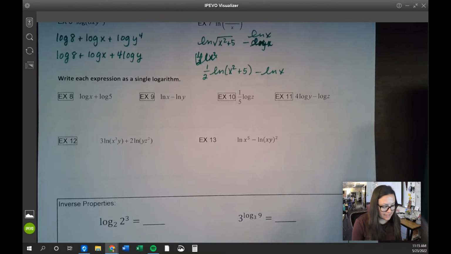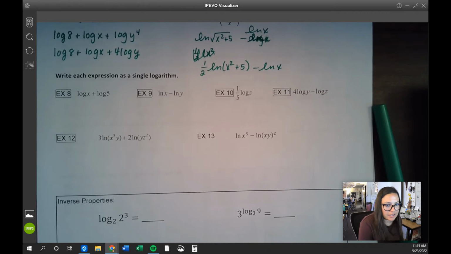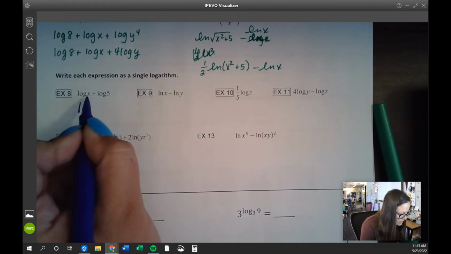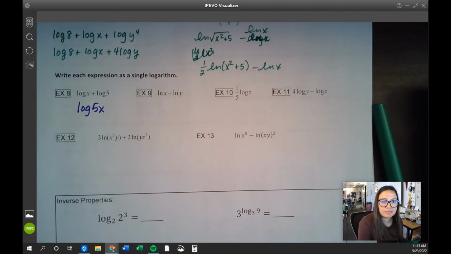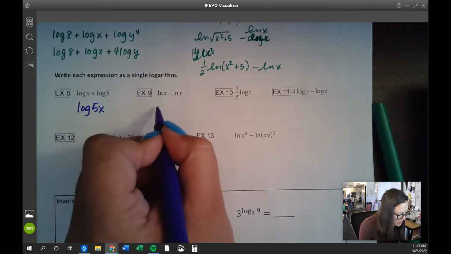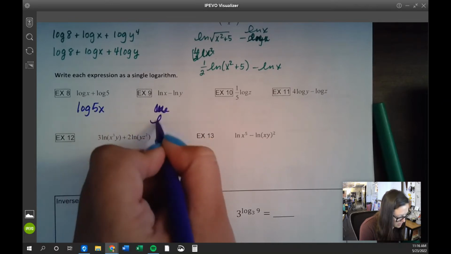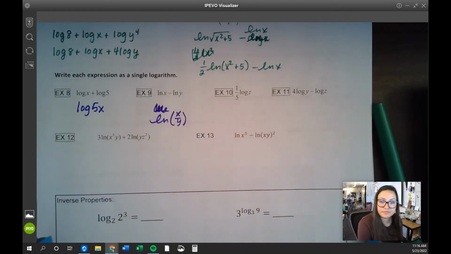Write each expression as a single logarithm. So example 8 says I have log x plus log 5, which just becomes the log of, not x plus 5, but x times 5, log of 5x. Natural log x minus natural log y doesn't become natural log, I gotta do it fancy, natural log of x divided by y.